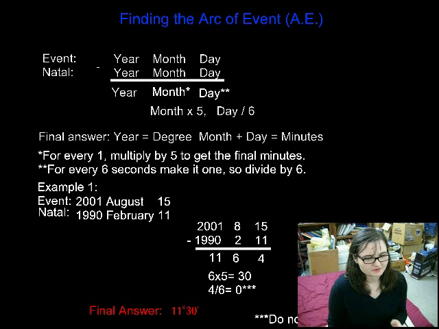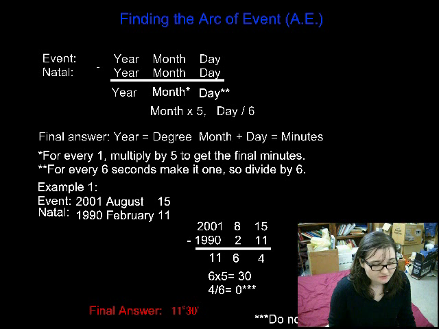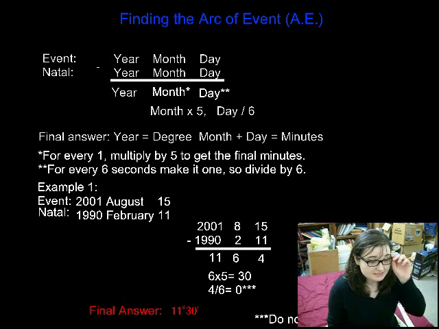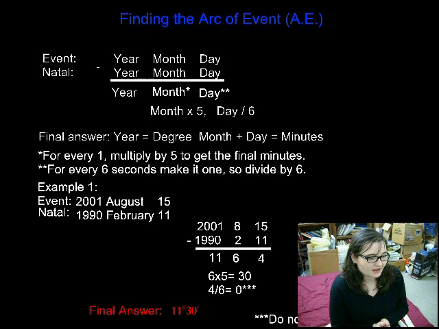There's actually a typo in this. It actually should be minutes, but for the day, we divide it by 6. So for the first example, 2001, August 15th, natal is February 11th, 1990, and the final answer is 11 degrees, 30 minutes. So that's how that works.